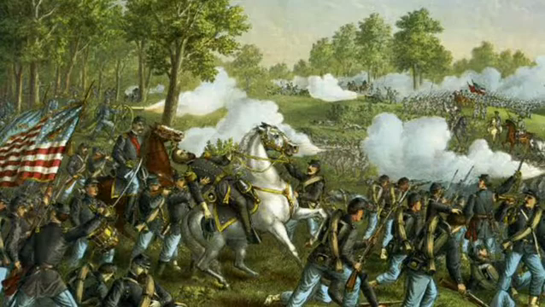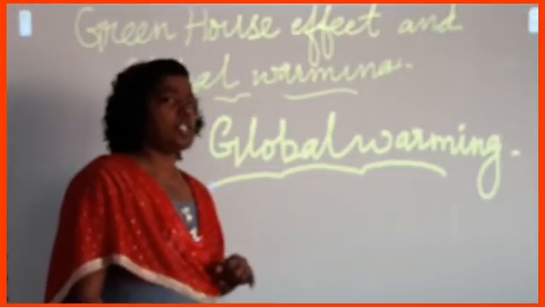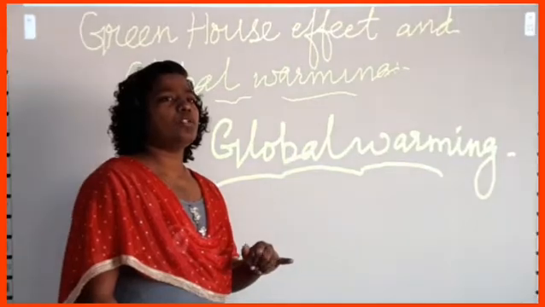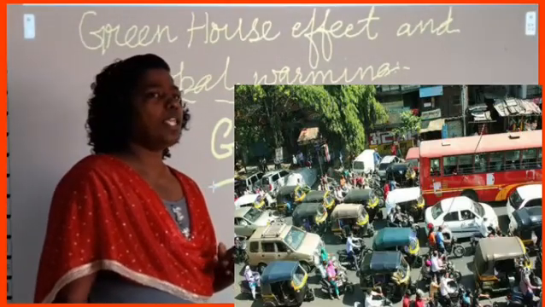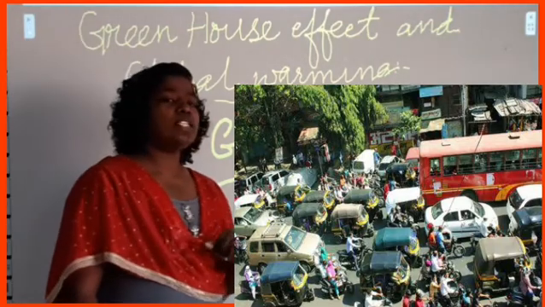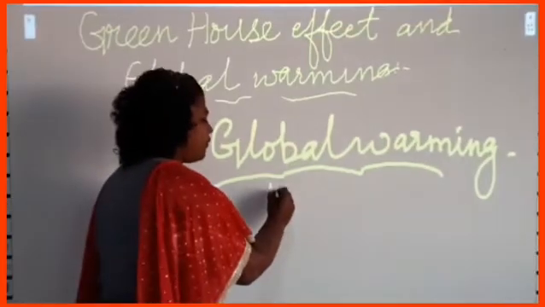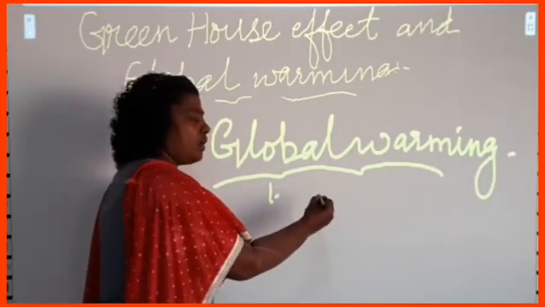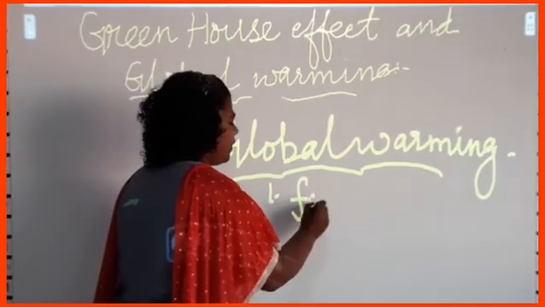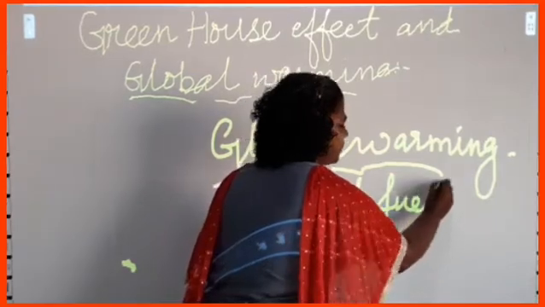Now we will see the reasons for global warming. The first reason is the burning of fossil fuels. What is fossil fuel? Fuels like petrol and coal come under fossil fuel. So the first cause of global warming is the burning of fossil fuels.